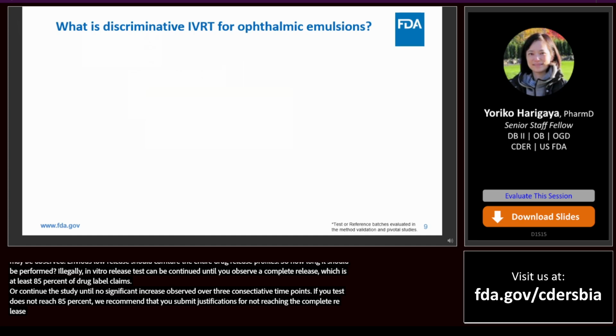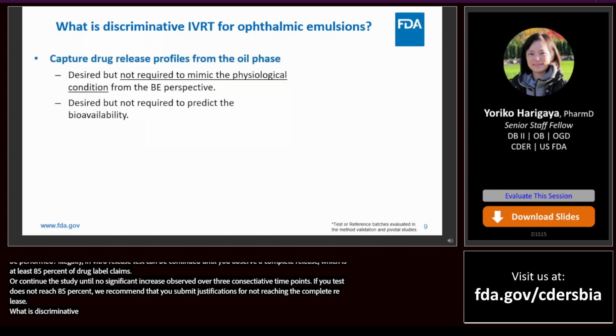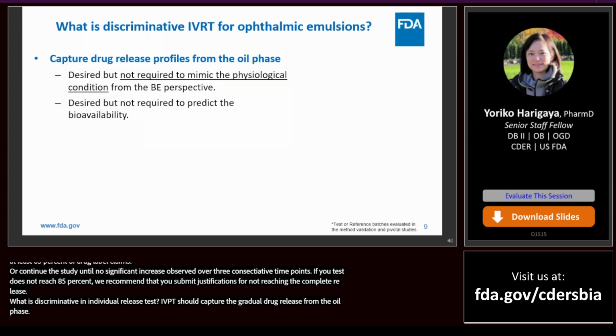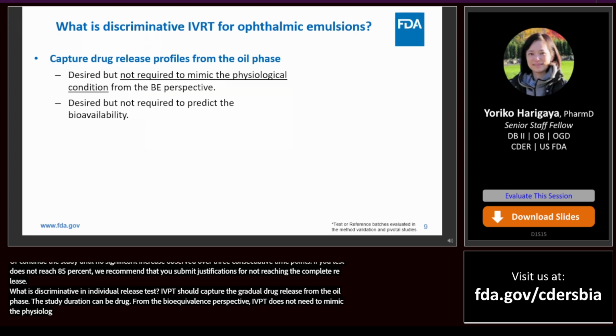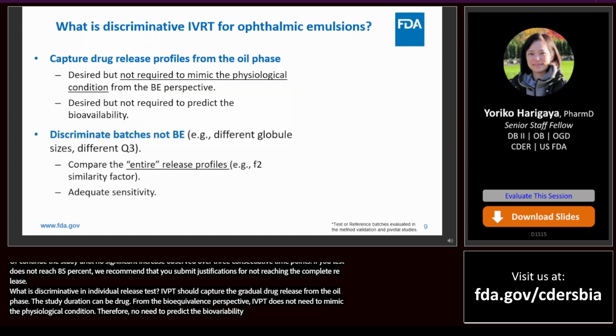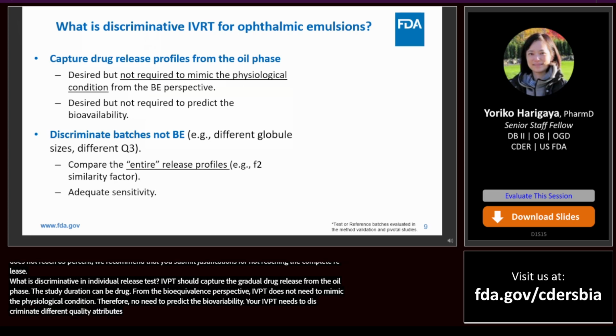What is a discriminative in vitro release test? In vitro release test should capture the gradual drug release from the oil phase. Thus, study duration can be long. From the bioequivalence perspective, in vitro release test does not need to mimic the physiological condition. Therefore, no need to predict the bioavailability. Your in vitro release test needs to discriminate different quality attributes or manufacturing process, such as different globule sizes or other physicochemical properties.